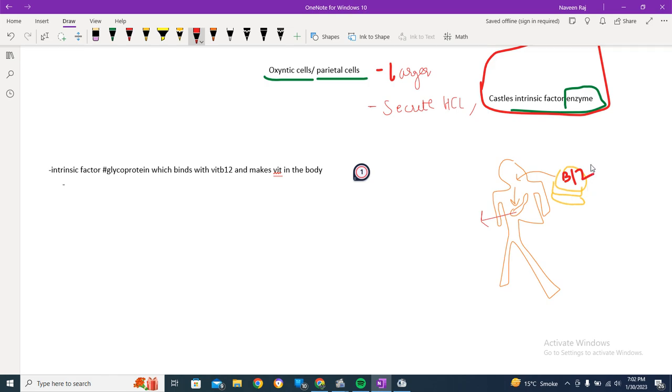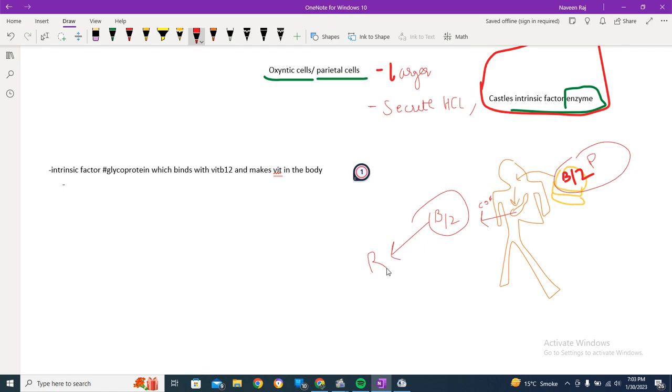Vitamin B12, I'm writing P over here. P means protein. This is the protein-bound form. Then it is released by Castle's intrinsic factor. Here I'm writing CIF. Castle's intrinsic factor acts as an enzyme upon it and vitamin B12 is released. Remember this. This is very important. Free vitamin B12 then combines with a protein called intrinsic factor.